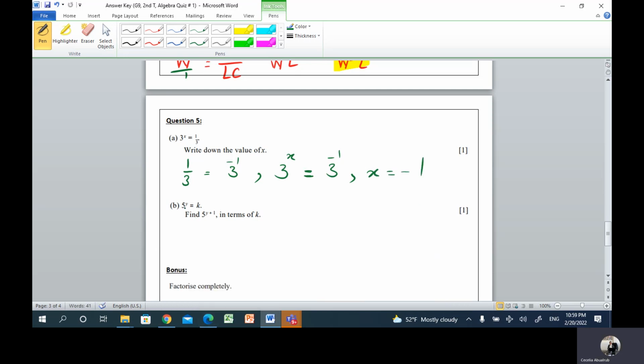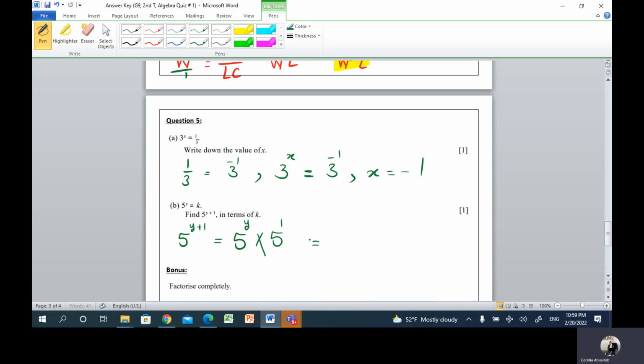Now, 5 to the power of y is equal to k. And they're asking us to write 5 to the power of y plus 1 in terms of k. So 5 to the power of y plus 1, can we rewrite it as 5 to the power of y times 5 to the power of 1? When we are multiplying two numbers with the exact same base, we keep the base and we add the powers.